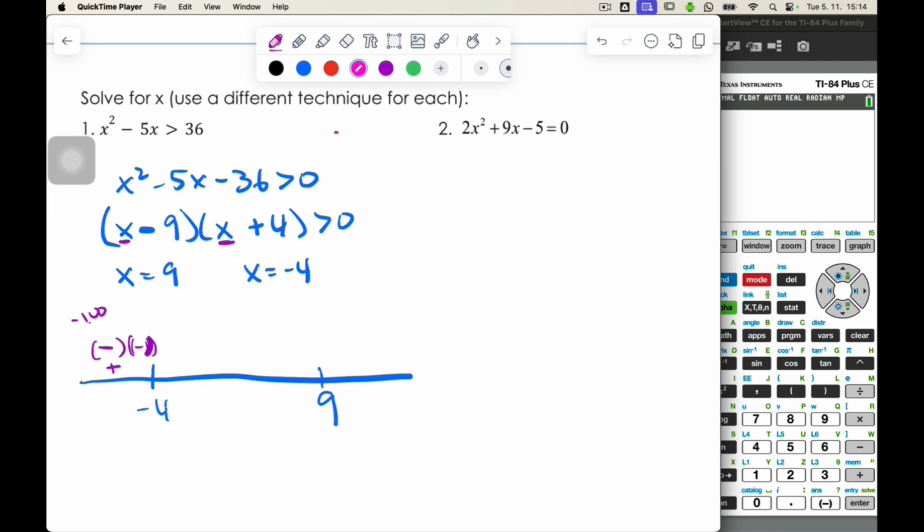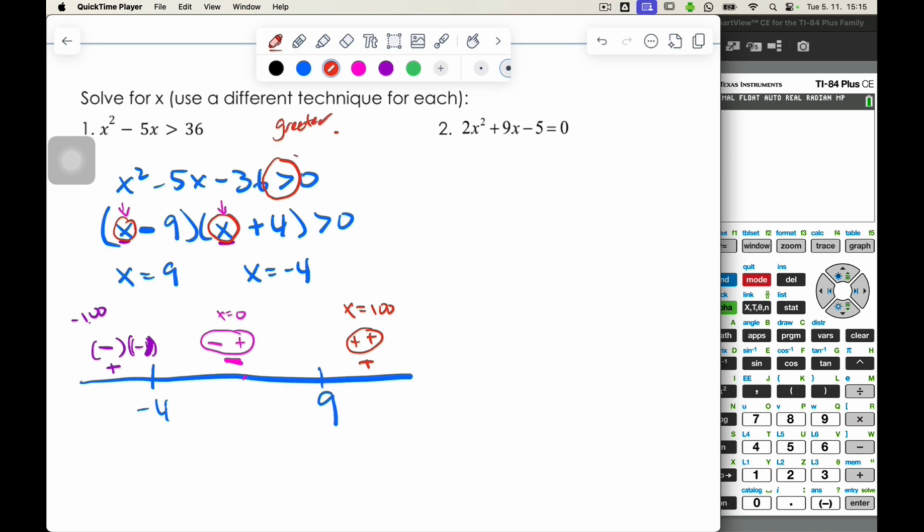Choosing a value between negative 4 and 9, 0 is quite a nice number. If I plug 0 in for x, that's a negative. If I plug 0 in for x here, that's a positive 4, a positive. Together, that makes a negative. And finally, for bigger than 9, let's choose a big giant number, 100. If I substitute 100 in for x, that is still going to be a positive value. If I plug 100 in for this x, that is still positive. Together, that makes positive.